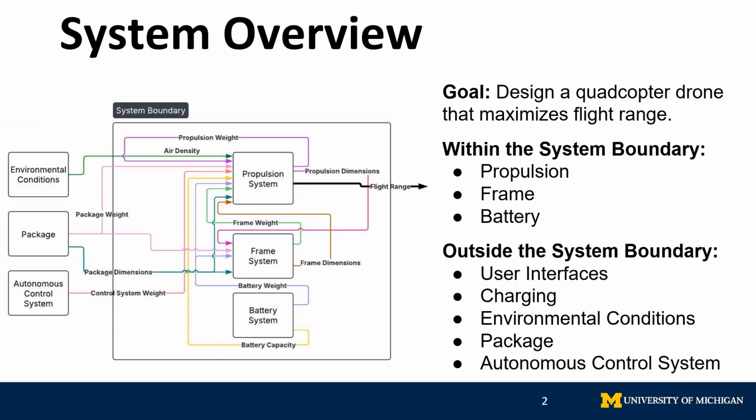This project aims to design a drone that maximizes flight range by optimizing the three subsystems within the system boundary: propulsion, frame, and battery. We are not optimizing outside of the system, but external factors will impact our optimization. Interactions between subsystems and external factors are shown in the figure.